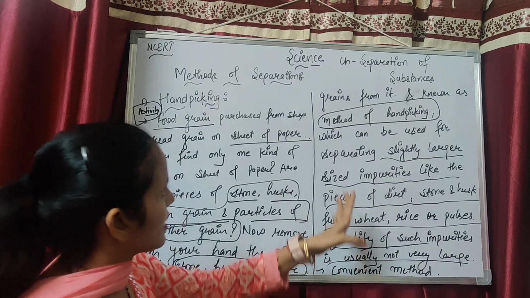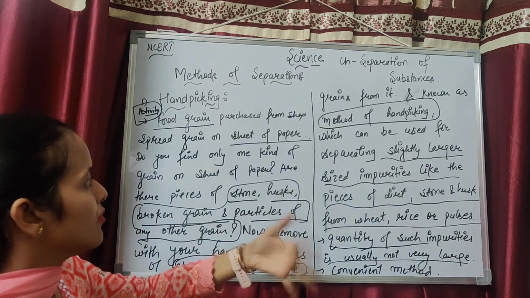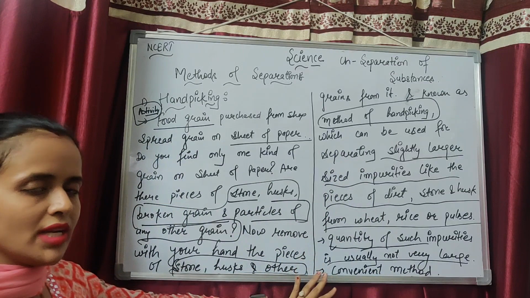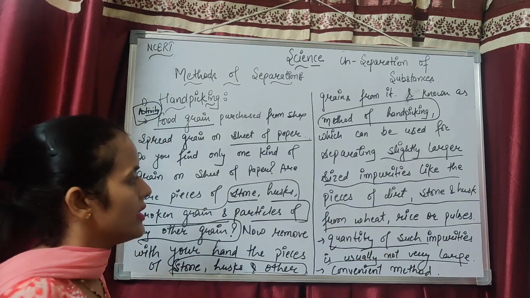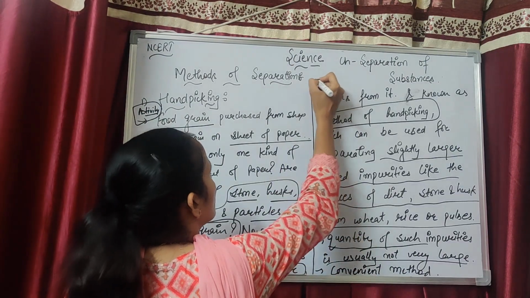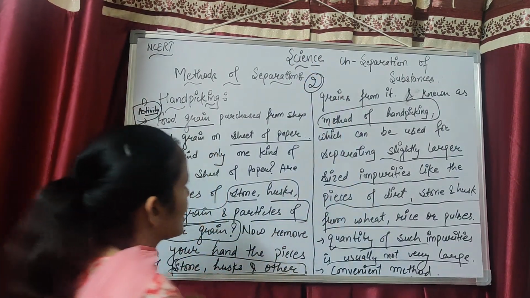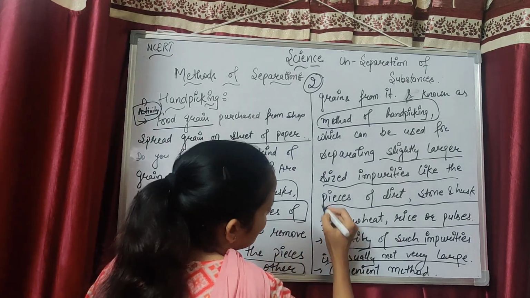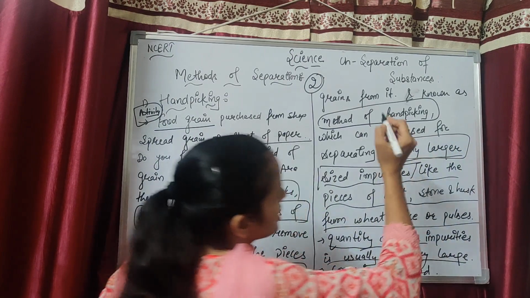So this is a very convenient method to remove the impurities from food grains, or you can say wheat, rice or pulses, whatever you want to take. But there are two conditions. Only two conditions must be satisfied for this method. Firstly, the size of the impurity should be slightly larger.